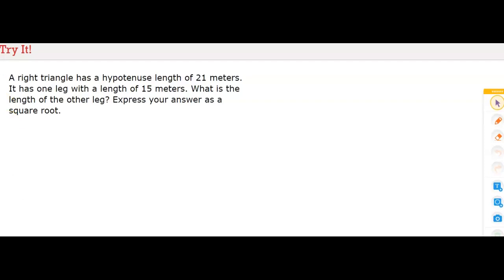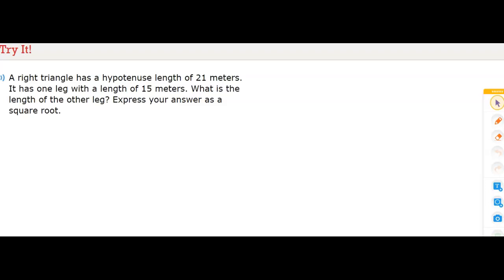A right triangle has a hypotenuse length of 21 meters. It has one leg with a length of 15 meters. What is the length of the other leg? Express your answer as a square root.